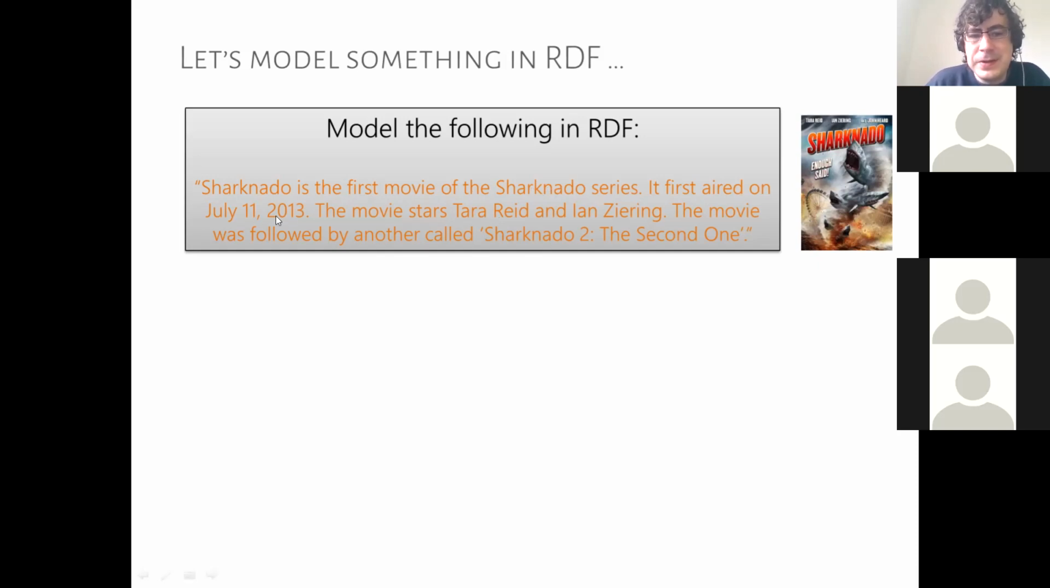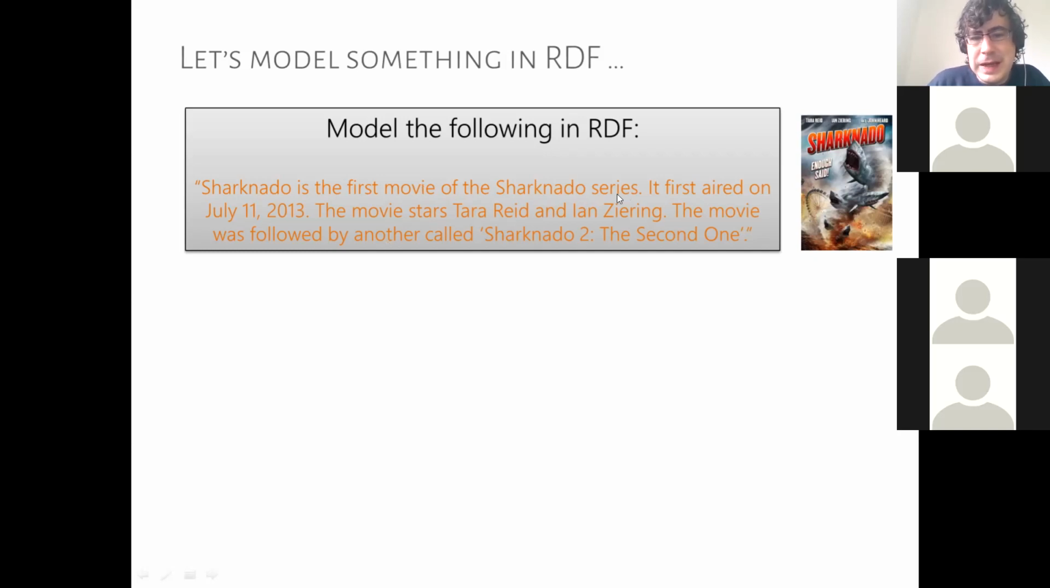It first aired on July 11th, 2013. The movie stars Tara Reid and Ian Ziering. The movie was followed by another one called Sharknado 2, the second one. So how could we represent this sort of information as RDF? And this is more or less what the lab on Wednesday will be about. We'll give you some text and you'll have to model it.